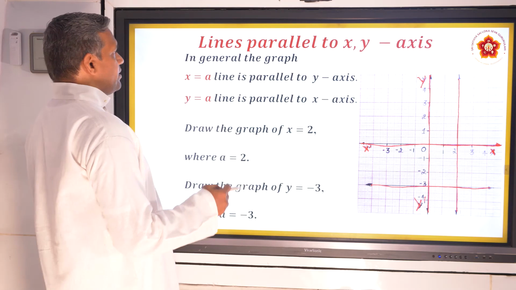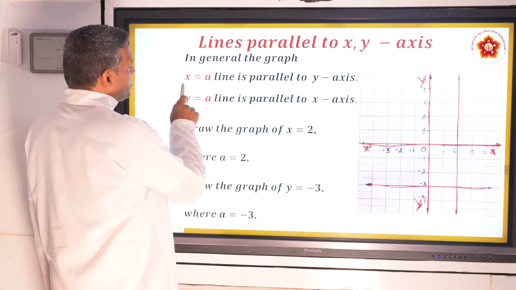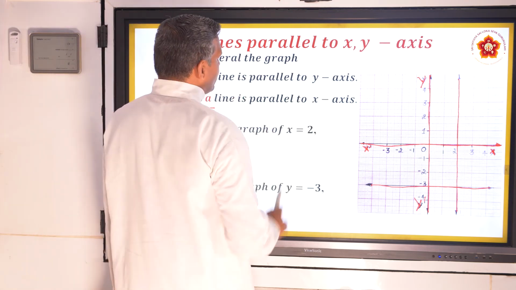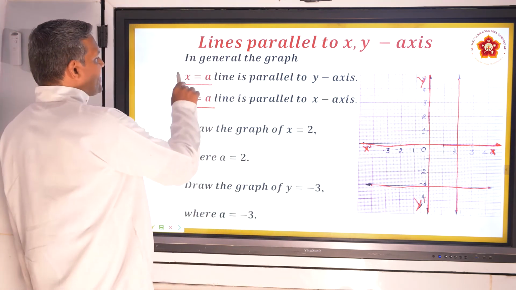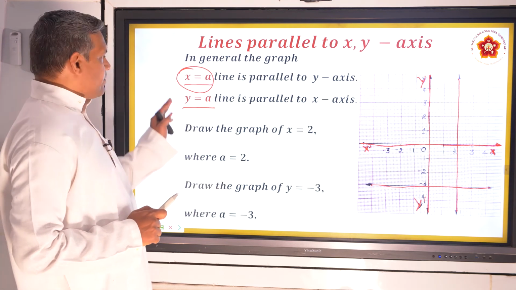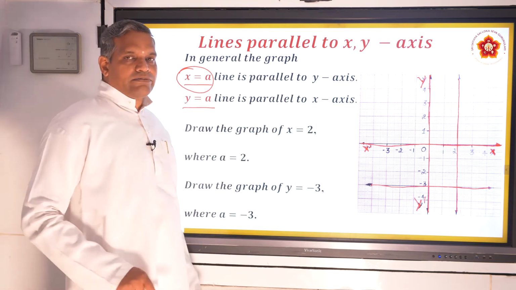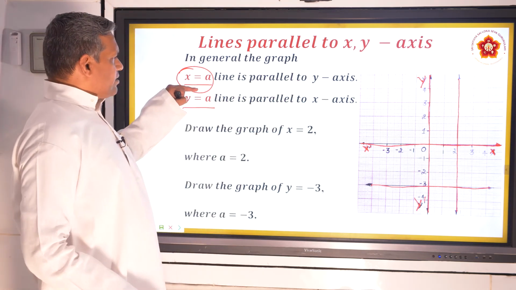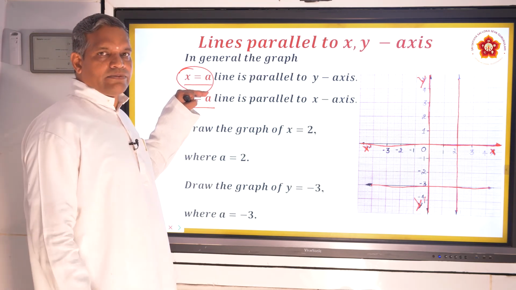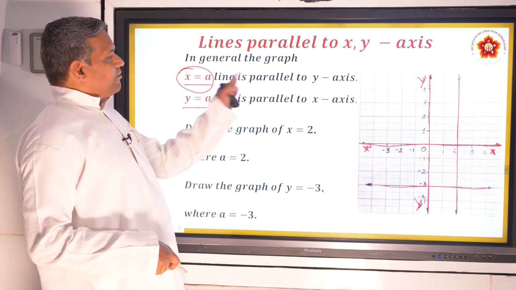Now what is this given thing? In general, the graph x is equal to a, y is equal to a: the line is parallel to which axis? Whenever you take x is equal to a, that means in place of x you take a certain value. Then what will happen to that particular graph? If x is constantly only one value, x is not changing its value, but y keeps changing its value. In that case, that line would be parallel to the y-axis.